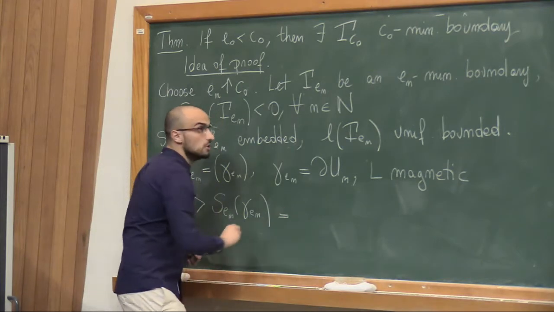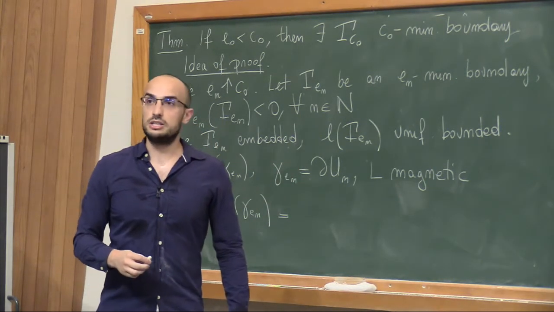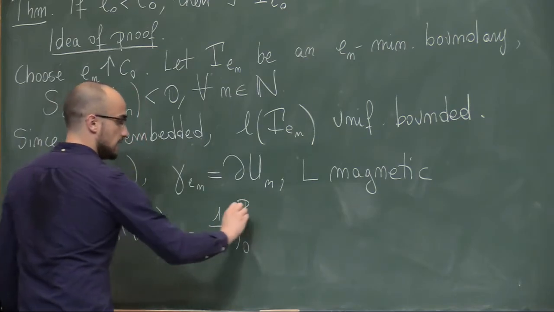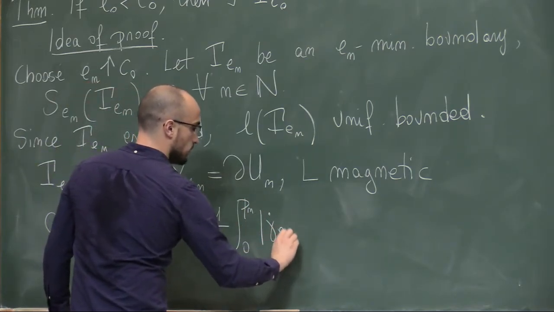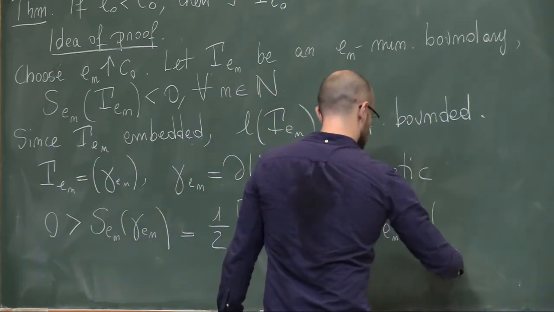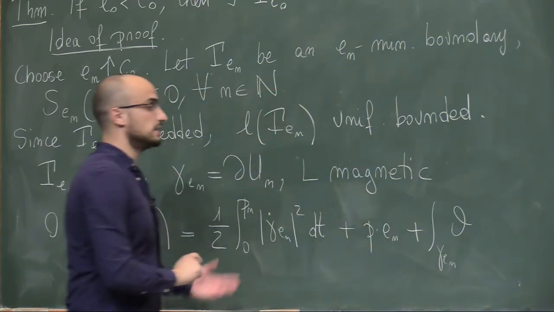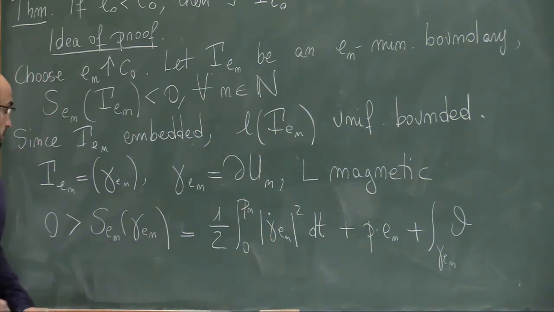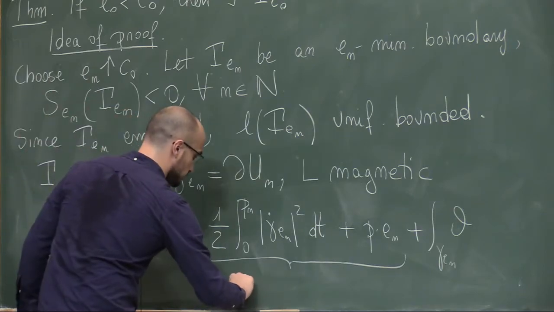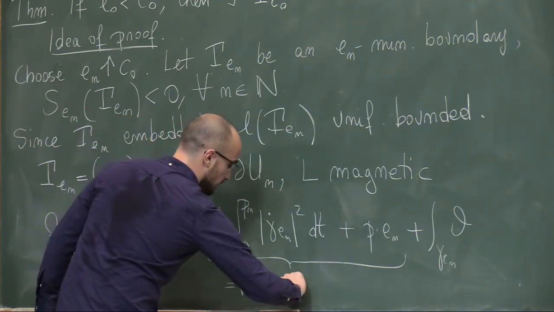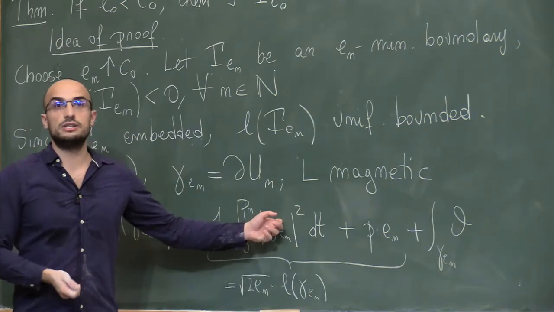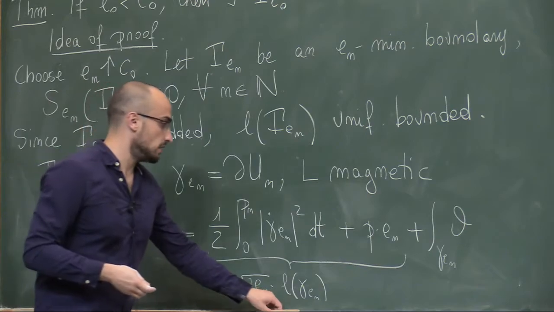So what is that? If you look closely at the action, this is 1/2 times the integral from 0 to the period, let's say Pn, of the norm of gamma dot En squared, then we have plus Pn times En, and then plus the integral over gamma En of theta. This is the action in case of a magnetic Lagrangian. So if you look a bit more closely, this is nothing else but the square root of 2 En times the length of gamma En. This is just a very simple computation. This is a magnetic geodesic, so it has constant speed, and the constant speed is exactly the square root of 2 En.